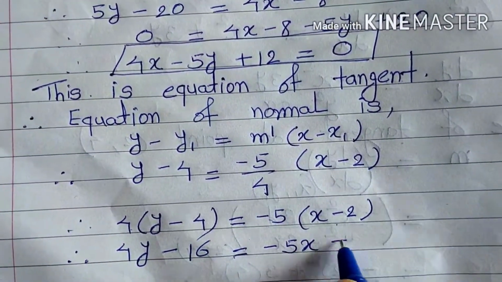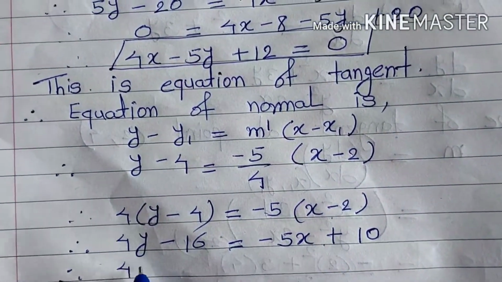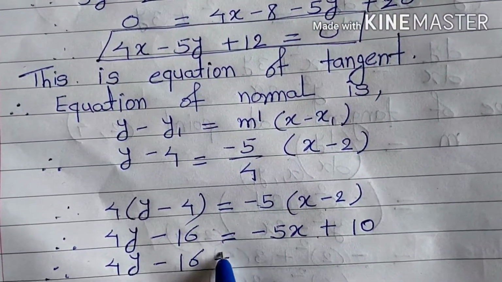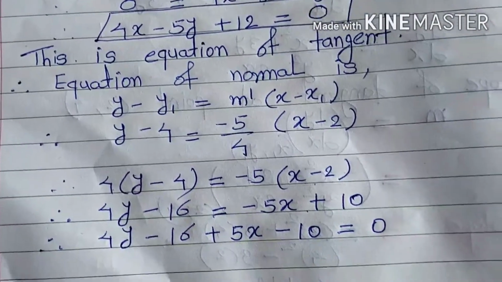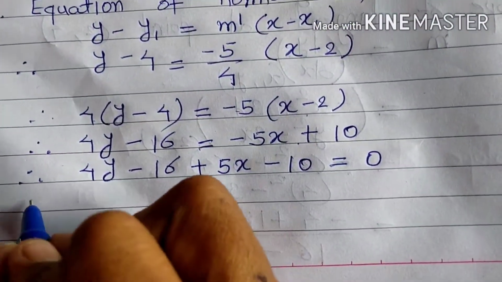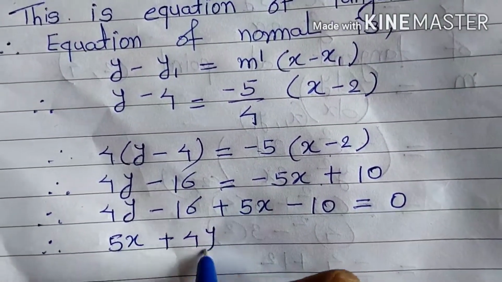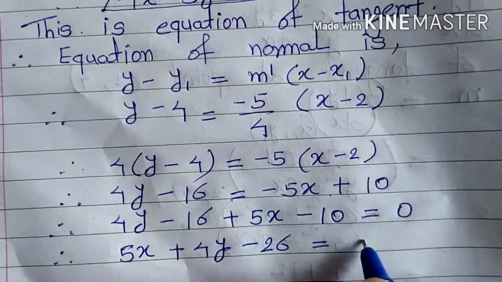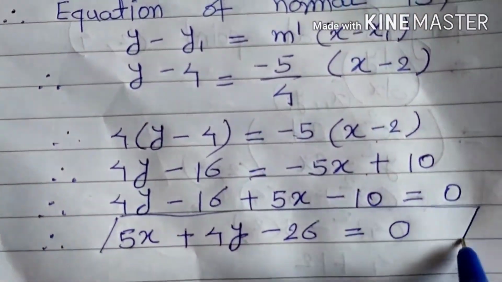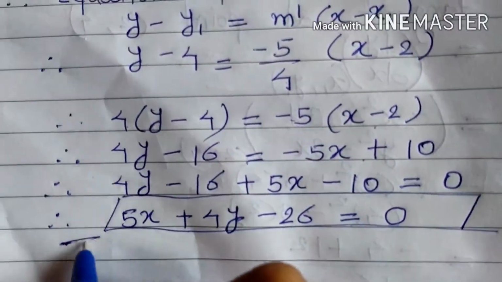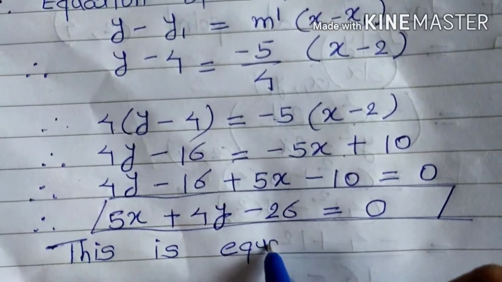plus 10, since this minus minus will become plus. Take this on the LHS side. So we get 4y minus 16 plus 5x minus 10 is equal to 0. So write it properly. Therefore 5x plus 4y minus 26 is equal to 0. This is the required equation of normal.